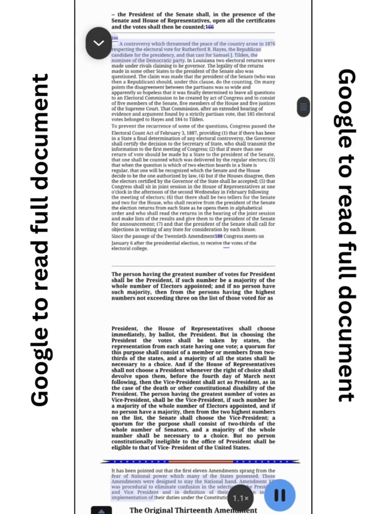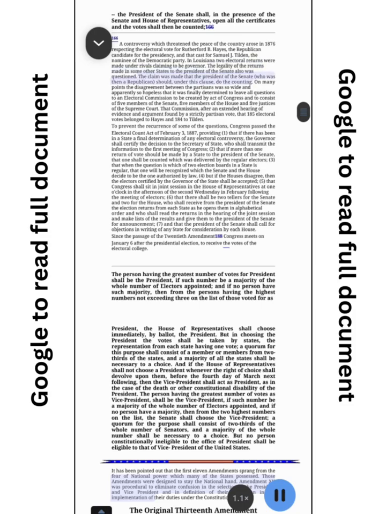166. A controversy which threatened the peace of the country arose in 1876 respecting the electoral vote for Rutherford B. Hayes, the Republican candidate for the presidency, and that cast for Samuel J. Tilden, the nominee of the Democratic Party. In Louisiana 2 electoral returns were made under rivals claiming to be governor. The legality of the returns made in some other states to the President of the Senate also was questioned.